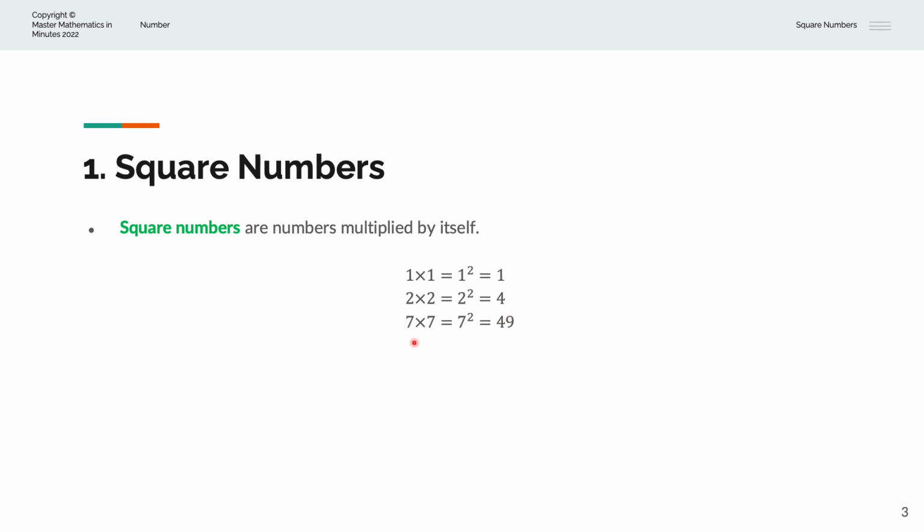And thirdly, we have the number 7. To square that, we'll multiply by itself, which is the number 7. The notation for that is 7 to the power of 2, or 7 squared, and that is equal to 49.